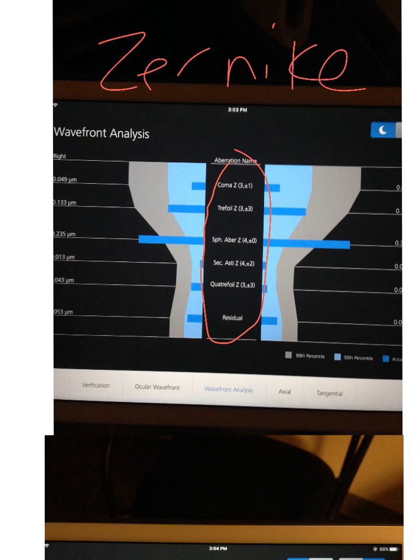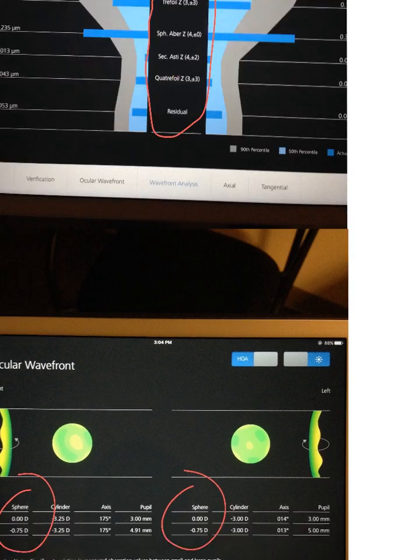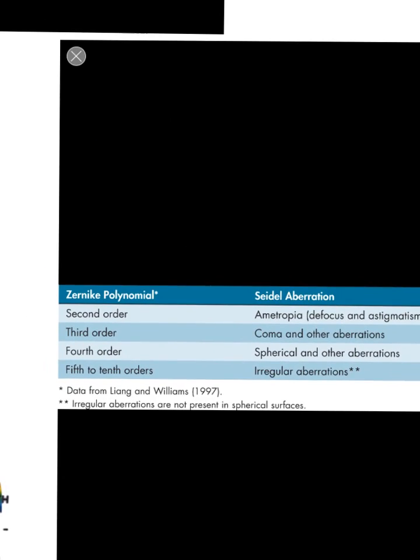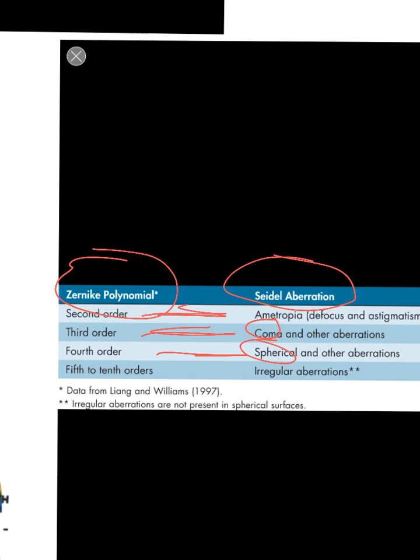So I'll have a figure from the same book. Let me show you the figure. Here they're comparing the Zernike polynomial to the classical aberrations, the Seidel aberrations. Second order in the Zernike polynomial is just defocus. Third order is comparable to the coma, and fourth order is comparable to the spherical aberrations. All right, that's it. Hopefully this helps.